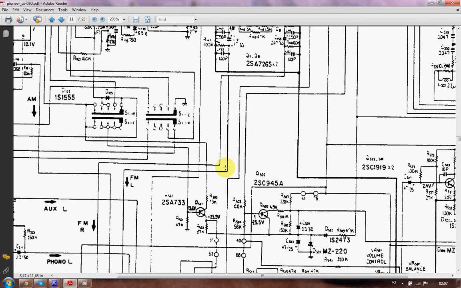But in most cases where there is no sound at all, it's due to a faulty power supply to the amplifier circuit. And that's often the same power supply for both amplifiers, both channel amplifiers.